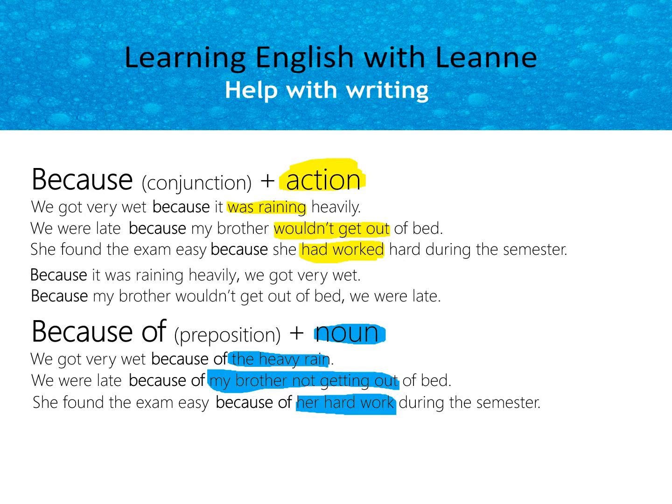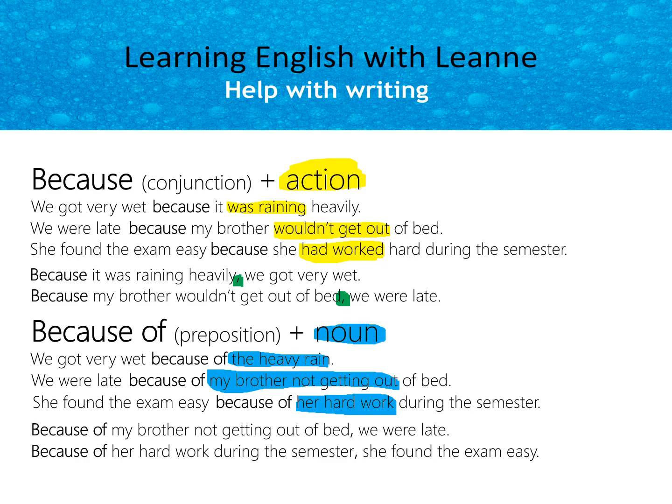Also, we can start our sentences with these. So you can see, because it was raining heavily, comma, we got very wet. So it's the same sentence, we've just changed the order. But when we start with them, we must have a comma between the two clauses. Also, because of can be used the same way. Again, you'll see the order has changed, but we have that comma in between our two clauses.